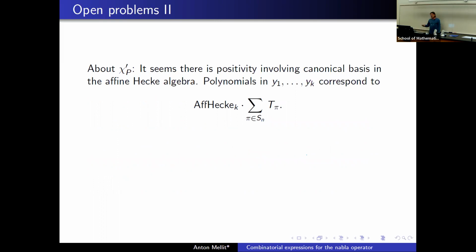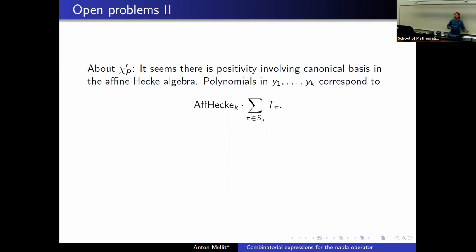Now about our symmetric function. One thing is that we have some positivity. We have a collection of functions, and you want to find some natural basis in which all of them are positive. It turns out that the corresponding basis conjecturally corresponds to a canonical basis in the affine Hecke algebra. I don't know if that's well known.